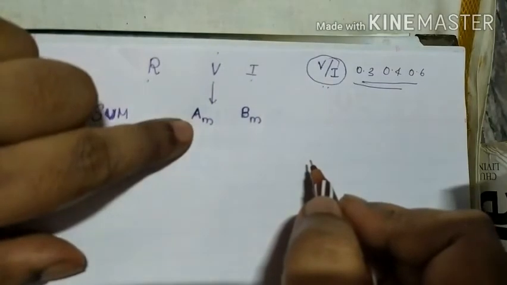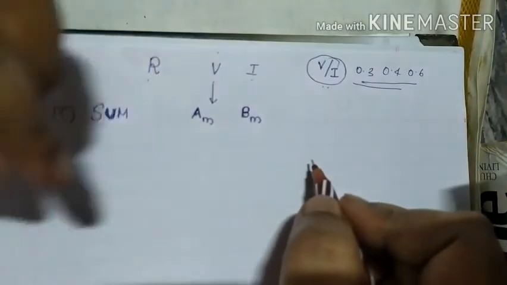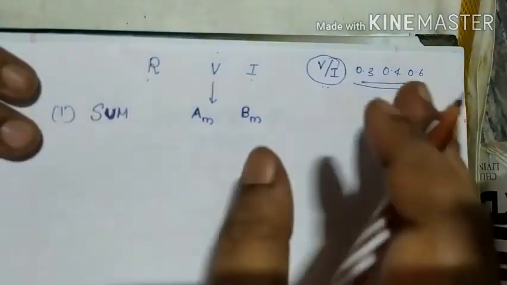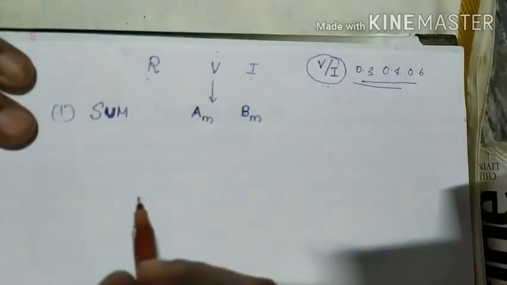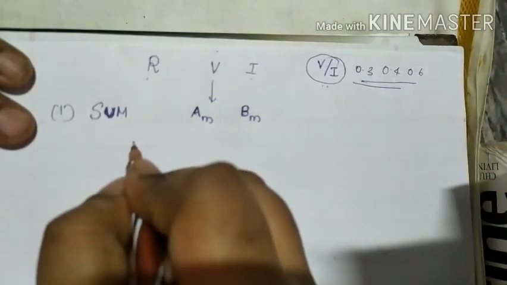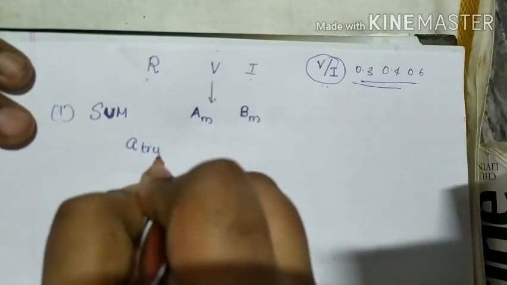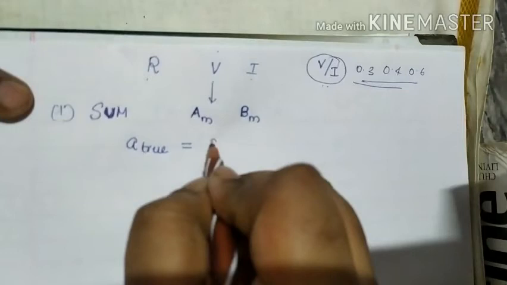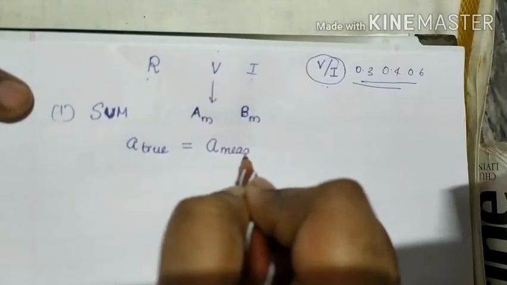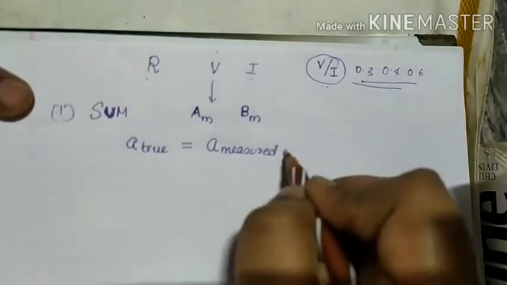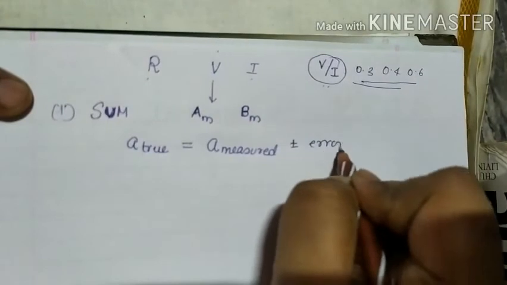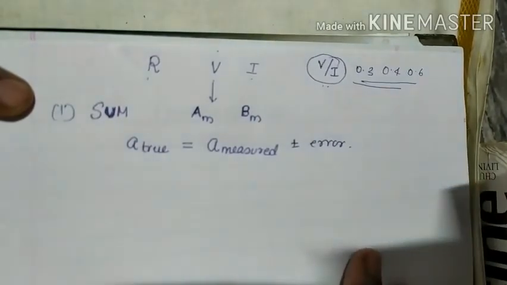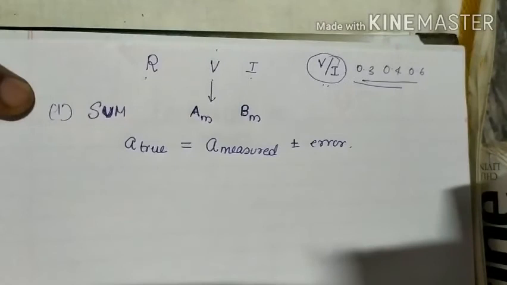Measured value means there will be some error, right? So it is not the actual value. There will be some error. So earlier I have told, any value, say A, the true value, is equal to the measured value plus or minus error. It is always like that.